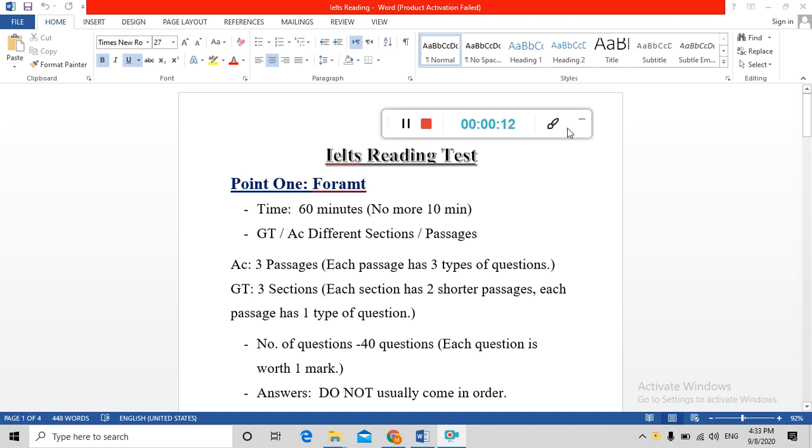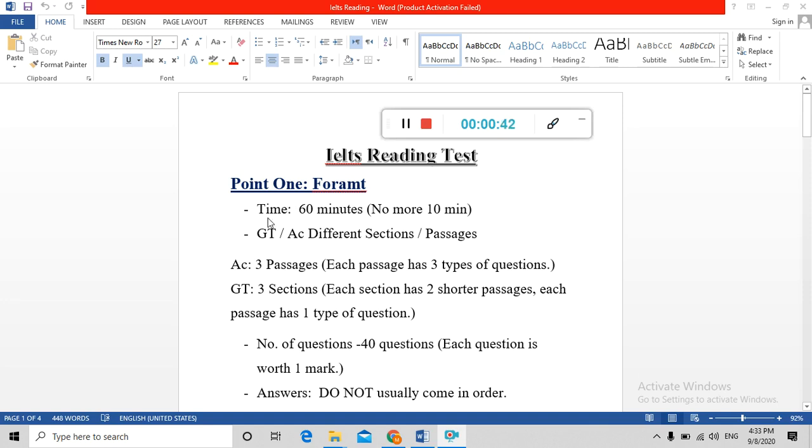As I promised you, today I will continue in explaining IELTS skills. Today I will talk about the IELTS reading test. In this lesson, we'll talk about many important concepts in the IELTS reading test. Point one, I will talk about the format of the IELTS reading test.